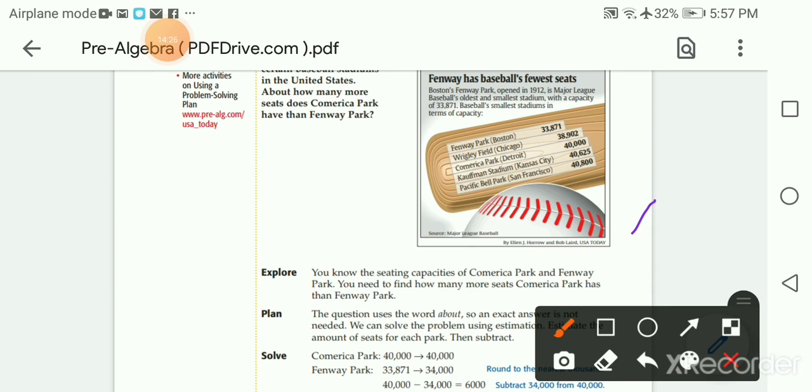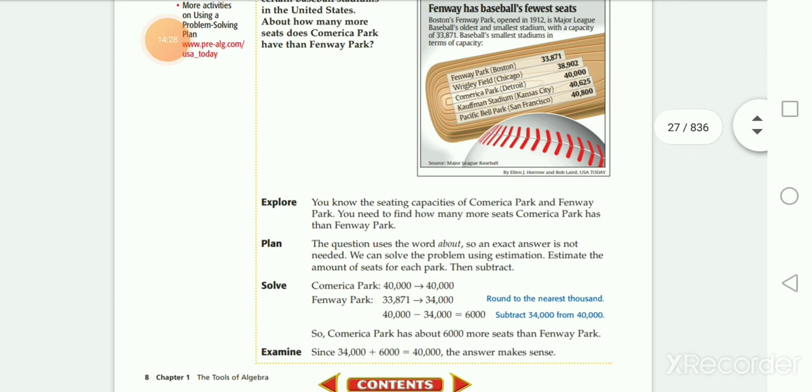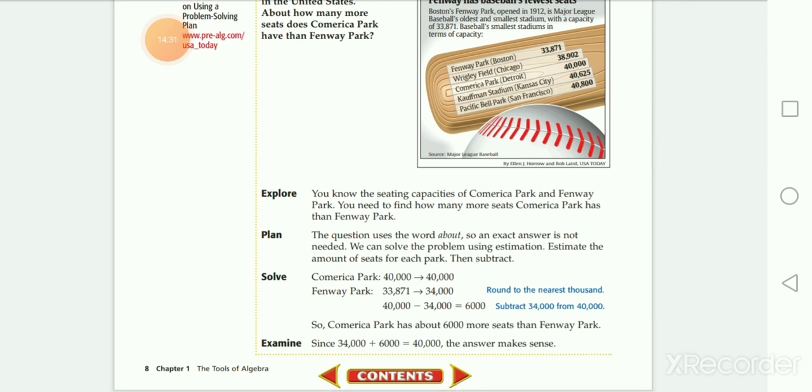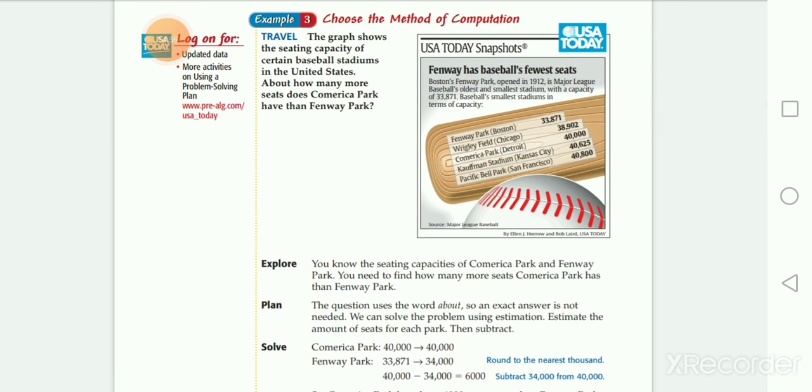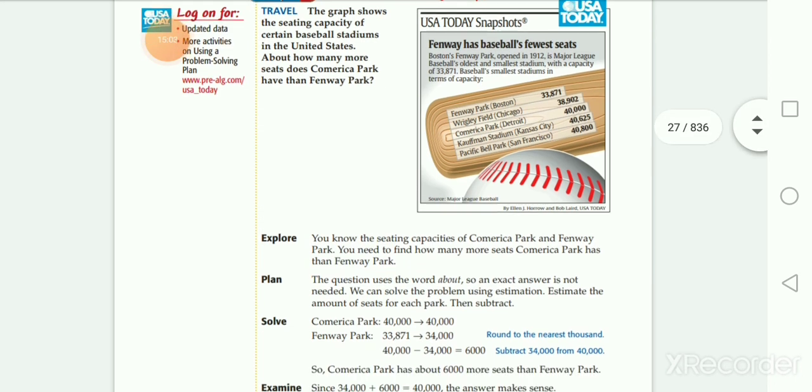So explore. How can I know how to solve the question? The first step, remember, is explore. You know the seating capacities of Comerica Park and Fenway Park. You need to find how many more seats Comerica Park has than Fenway Park. I explore, I get the information, the data, from the question.